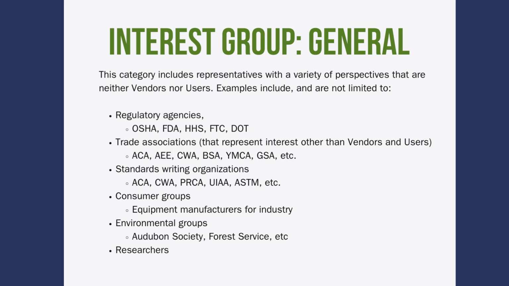So right now we are looking for general interest individuals. We have two slots that are currently available. And again, this category includes representatives with a variety of perspectives that are neither vendors nor users. So examples might be regulatory agencies such as OSHA. We all know about them. Trade organizations, again, these are trade organizations that aren't in the vendor or user category.